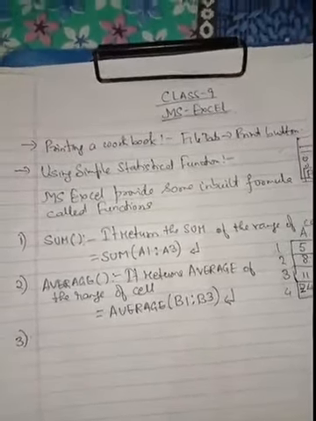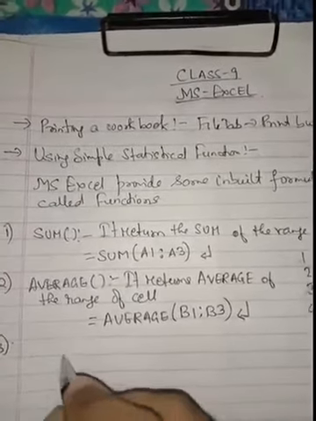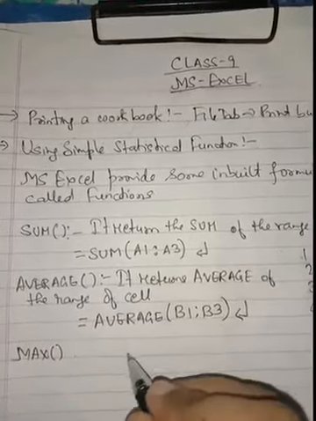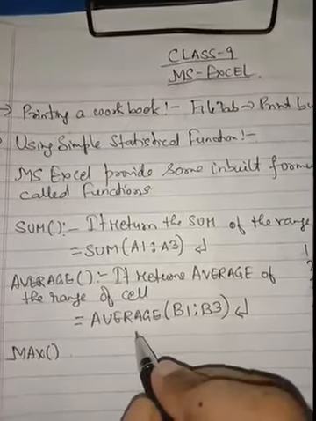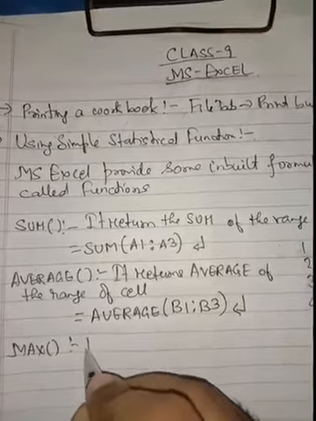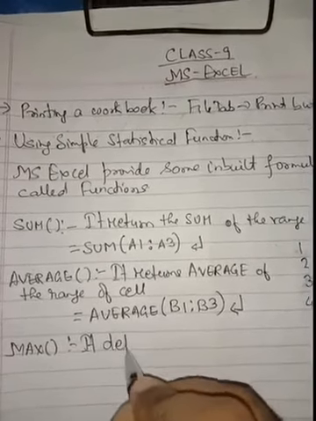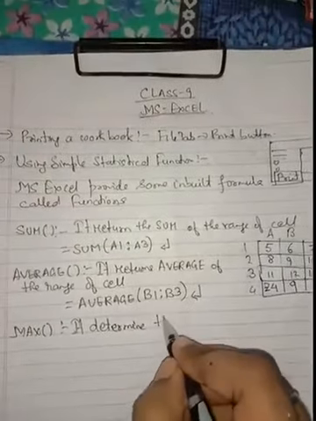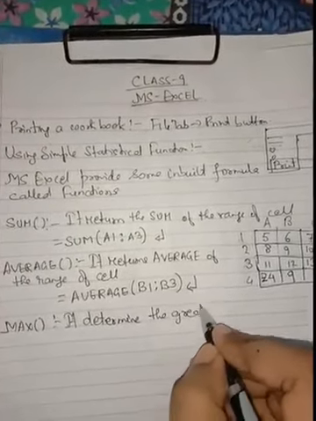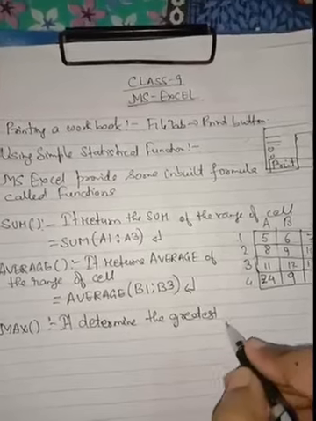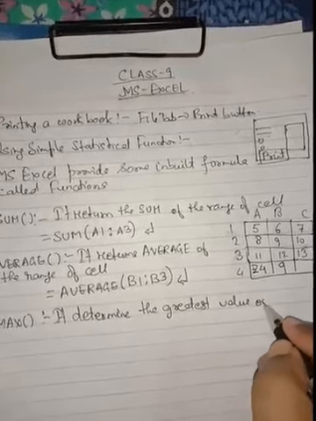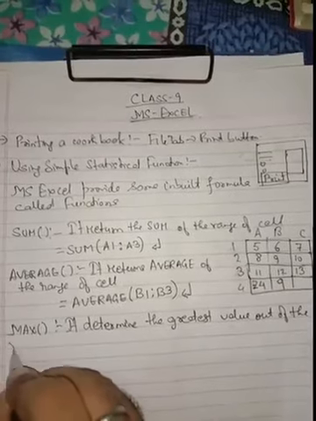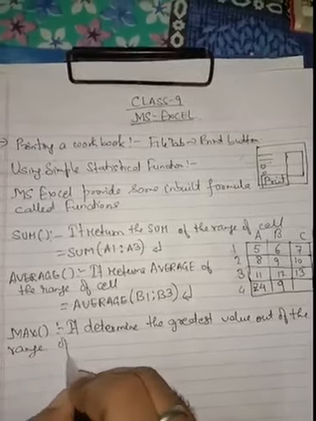The third is the maximum function. What does it do? It determines the greatest value out of the range of cells.